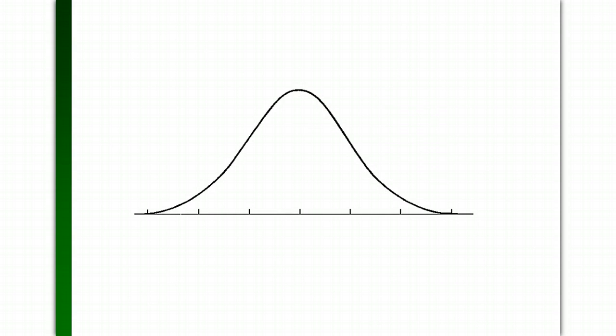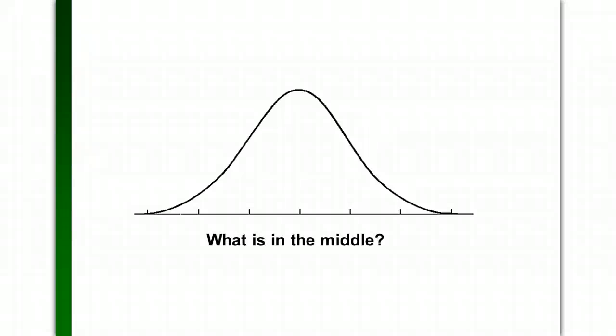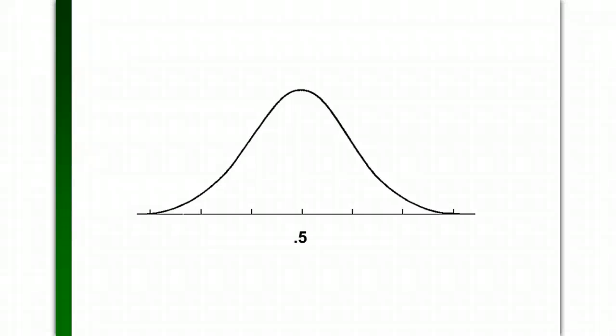Here's a bell curve. Again, we have a bell curve because the distribution of sample means is roughly bell-shaped once we get up to a certain height here. All right, what's in the middle of the bell curve? Well, the middle, like we said, is H naught, or the claimed hypothesis, the claimed value of the population proportion. So that 0.5 is in the middle.